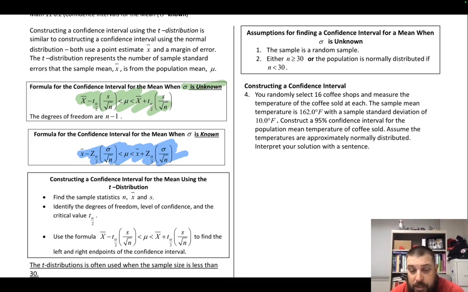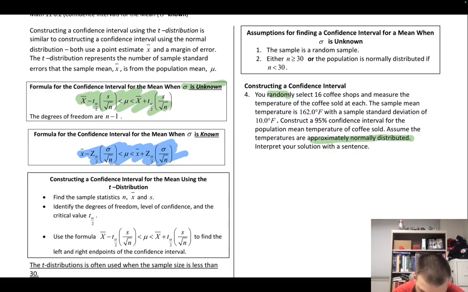All right, so we randomly select 16 coffee shops, so not greater than 30, and measure the temperature of the coffee sold at each. The sample mean temperature is 162.0 degrees Fahrenheit with a sample standard deviation of 10 degrees Fahrenheit. Construct a 95% confidence interval for the population mean temperature of coffee sold. Assume the temperatures are approximately normally distributed. So that's there, right? And then we randomly selected. So we have our assumptions, and so we can work from there.